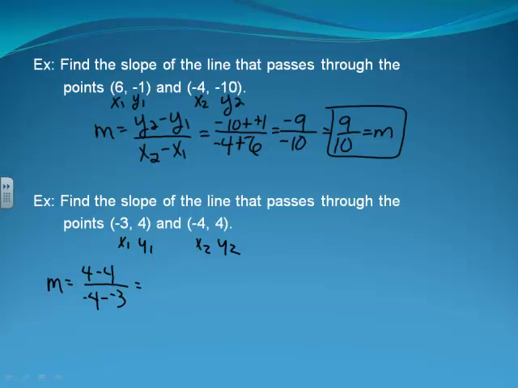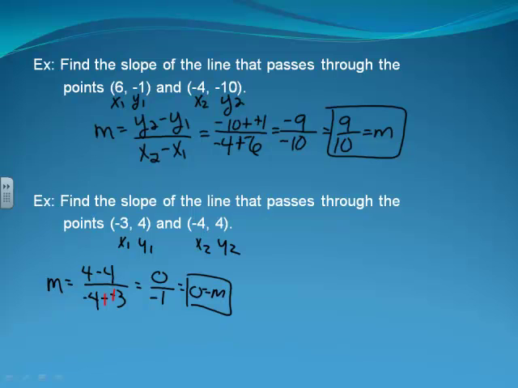Do the math. 4 minus 4 is 0. Negative 4 minus a negative 3. Remember, minus a negative is the same as adding a positive, or double negative is a positive. Negative 4 plus 3 is negative 1. And 0 divided by anything other than 0 is 0. So the slope of this particular line is 0, which means it's one of those special case lines. It would be a horizontal line.